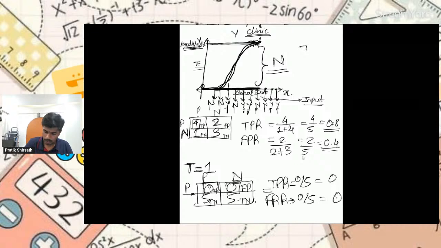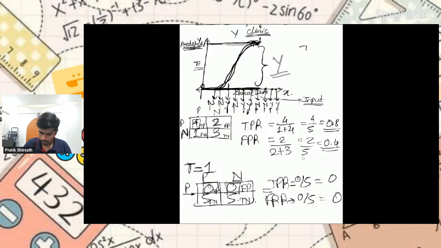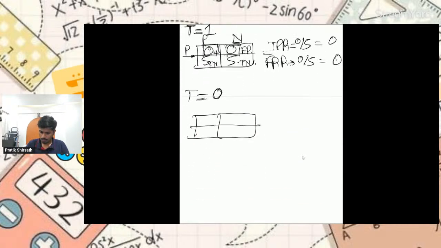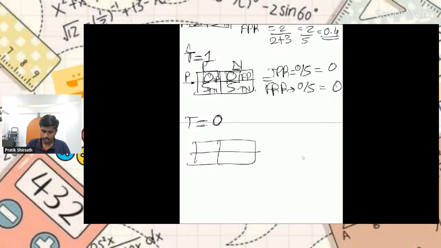So what will happen over here now? The opposite. This will become my yes part. Okay, simple as that. So it will be the opposite of this. The opposite of what came for T equal to 1. So this will be my 5. This will be my 5. This is 0. This is 0.